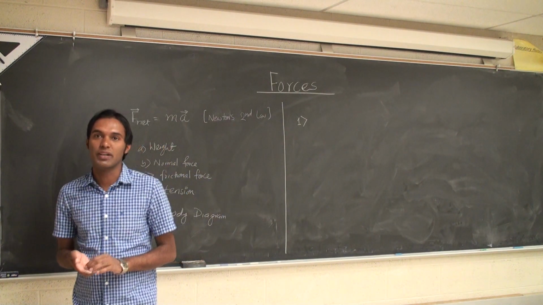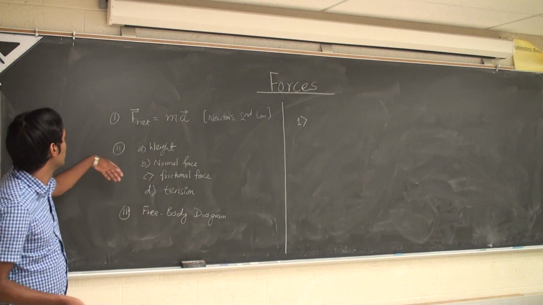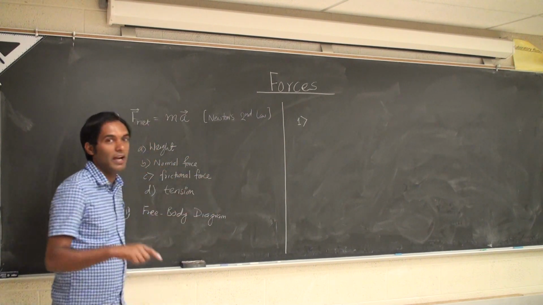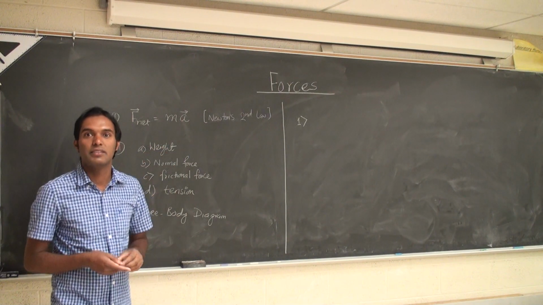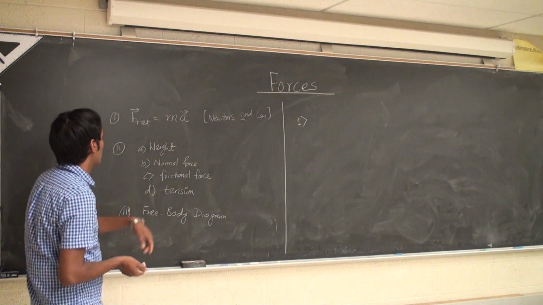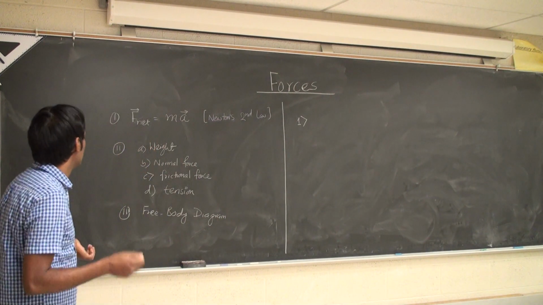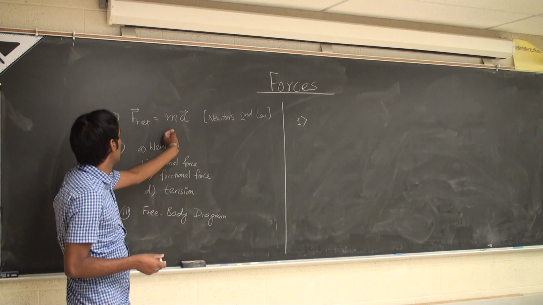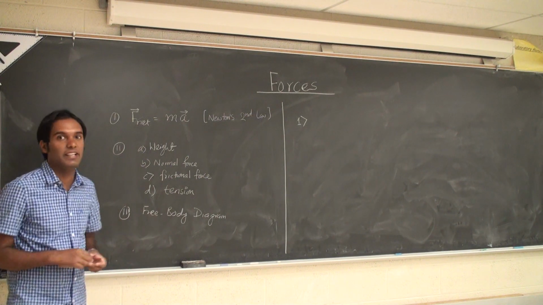Force is a vector quantity, and the net force acting on an object is given by mass times acceleration. This is Newton's second law, right? I think you are familiar with acceleration from your previous lab. Acceleration is also a vector quantity that has both magnitude and direction, and it is given by the change in the velocity vector. So the net force acting on an object is given by Newton's second law, and we can use this equation in a free body diagram to find the net force acting on an object.